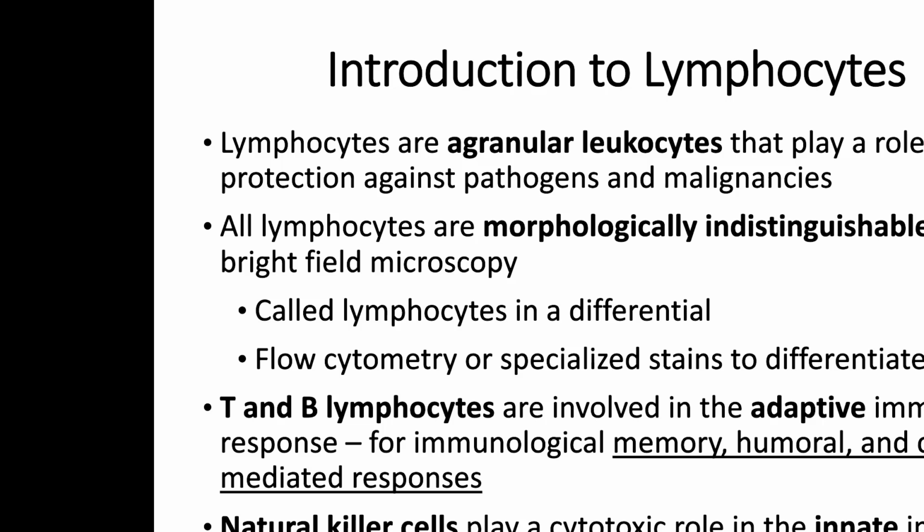T and B cells are part of your adaptive immune system. This involves a lot of immunological memory, humoral, and cell-mediated responses. Natural killer cells are part of your innate immune system, and they play a cytotoxic role, meaning they'll be able to get rid of anything that your body recognizes as non-self.